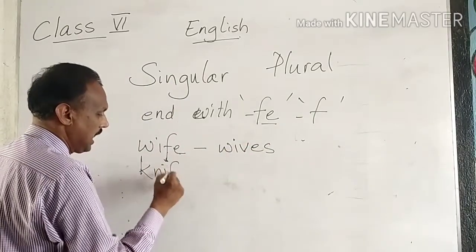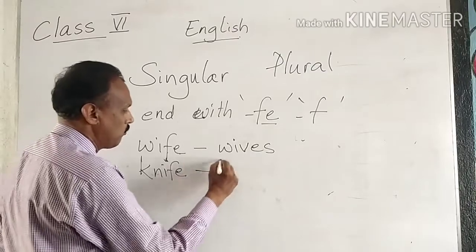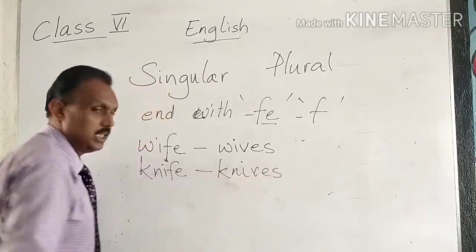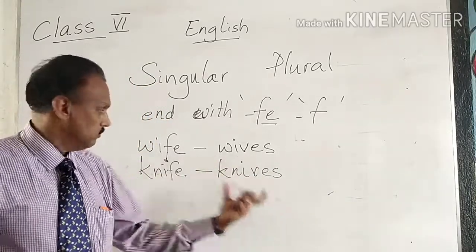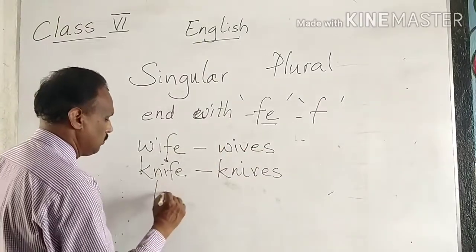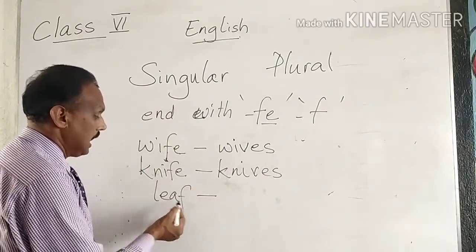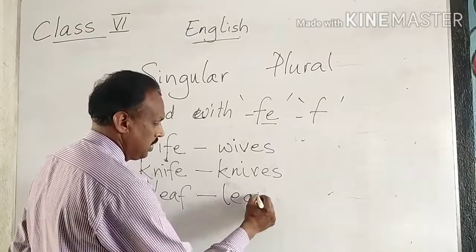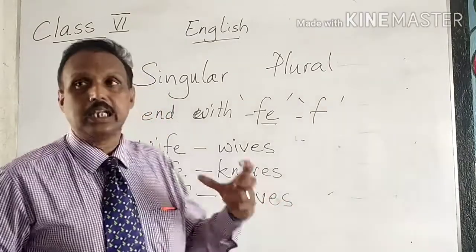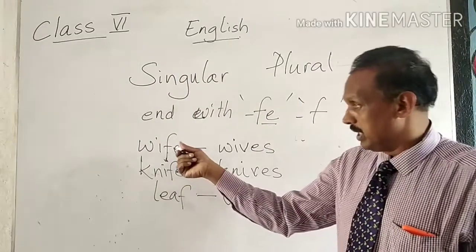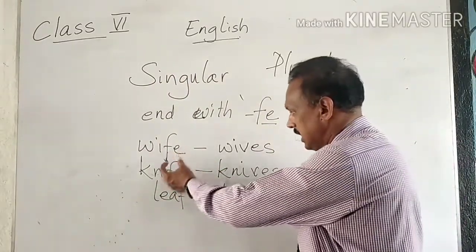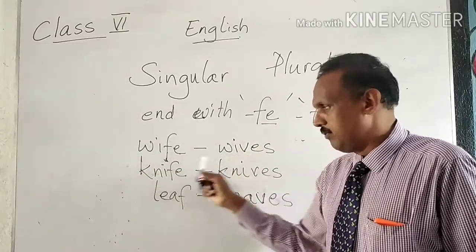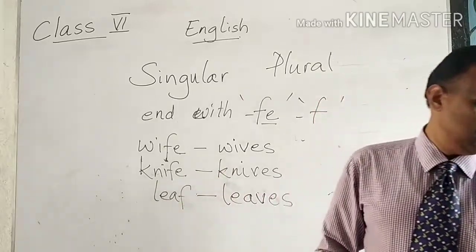You see this one, K-N-I-F-E. It ends with F-E. How do you form the plural? K-N-I, F changes into V, we write VES. So knife, knives, wife, wives. You see this one, you might have studied in science, you know about it. Leaf, it ends with F. So how will you form the plural? L-E-A, F will change into V, we write it as leaves. So when the noun ends in FE or F, we change that F into V and add ES, and you get the plural form. Wife, wives, knife, knives, leaf, leaves.